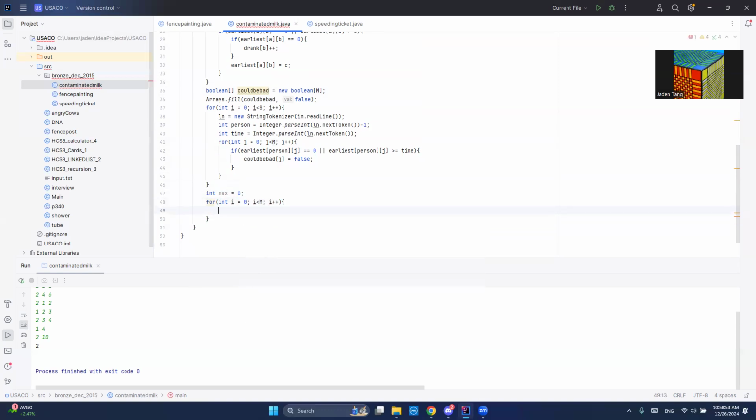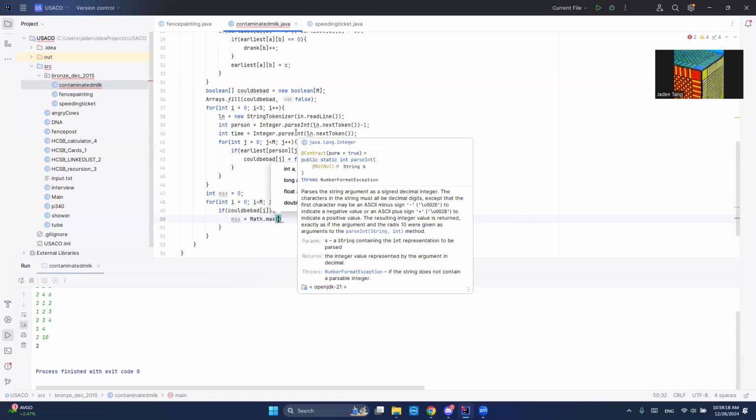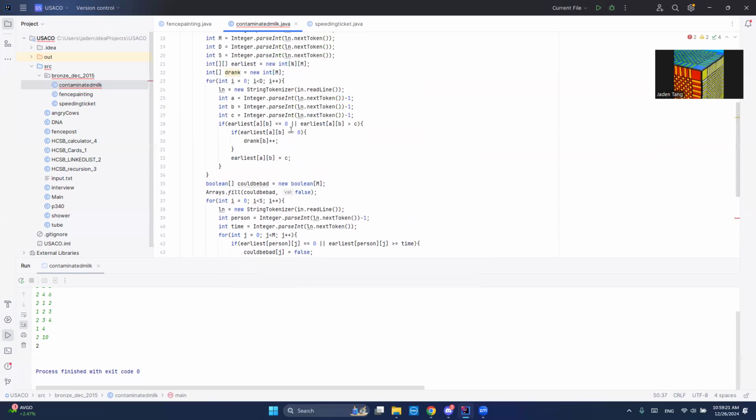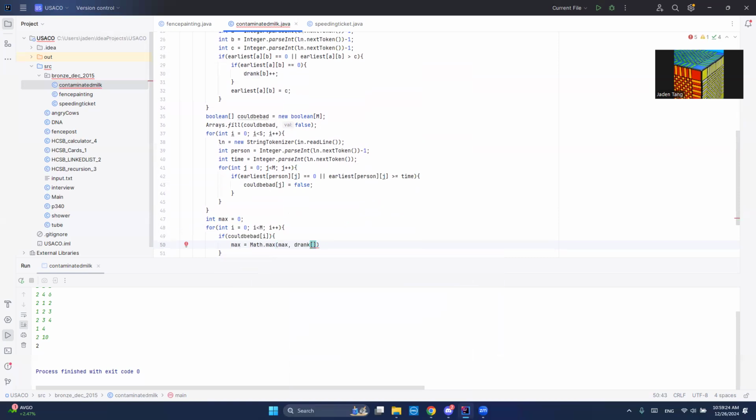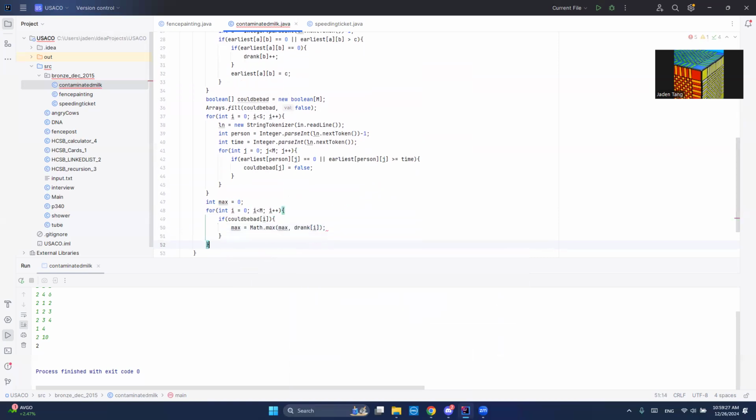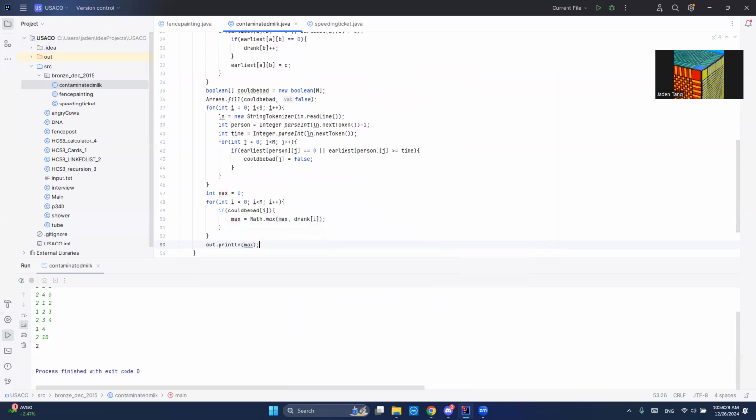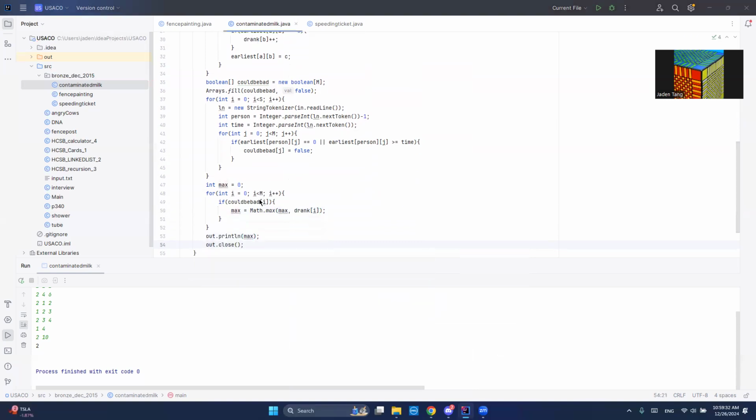if a milk could be bad, and if so, then we need to figure out the maximum between how many doses of medicine we need so far and how many people drink that milk. So in order to do that, we can just do if could be bad of that milk, then we can just set max to the max of max and drink of that milk. And then we just output max and we close the file and we're done. So, submitting it.